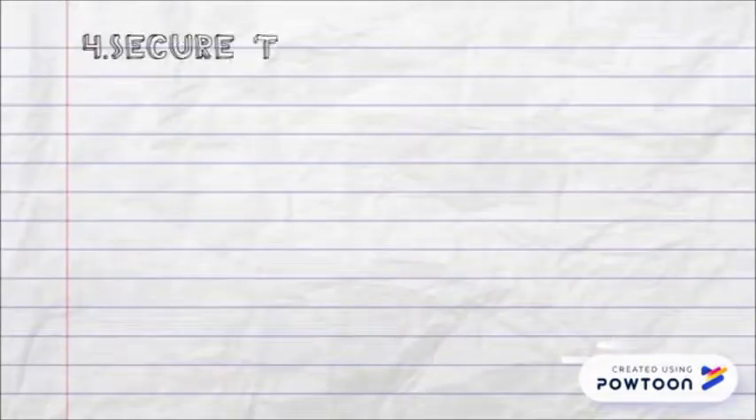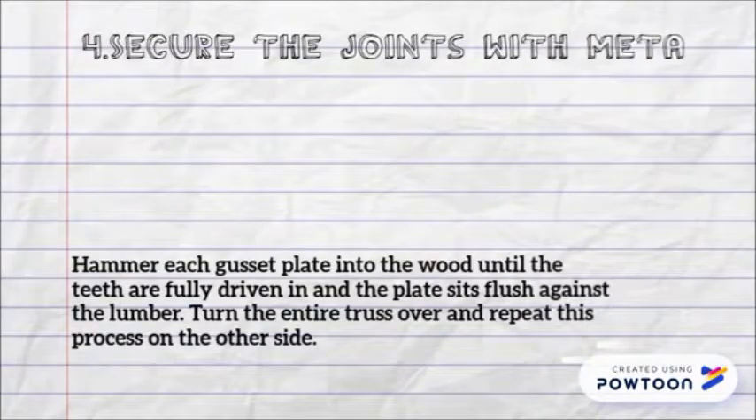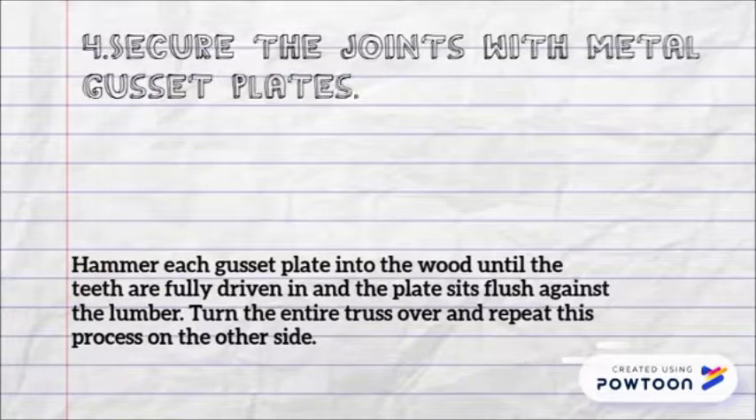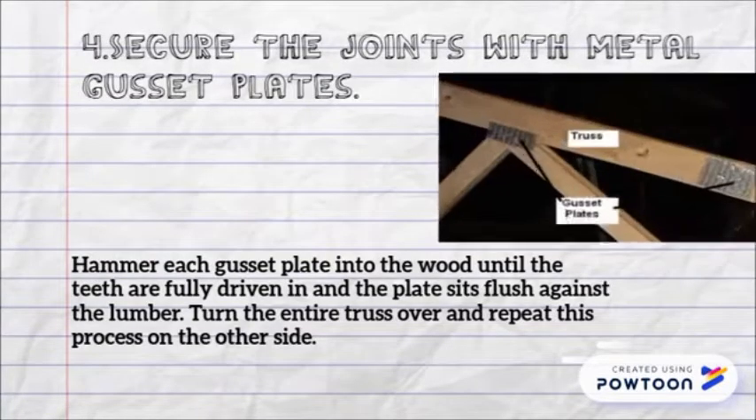Number 4. Secure the joint with metal gusset plate. Hammer a gusset plate into wood until it is fully driven in and the plate sits flush against the lumber. Turn the entire truss over then repeat this process on the other side.